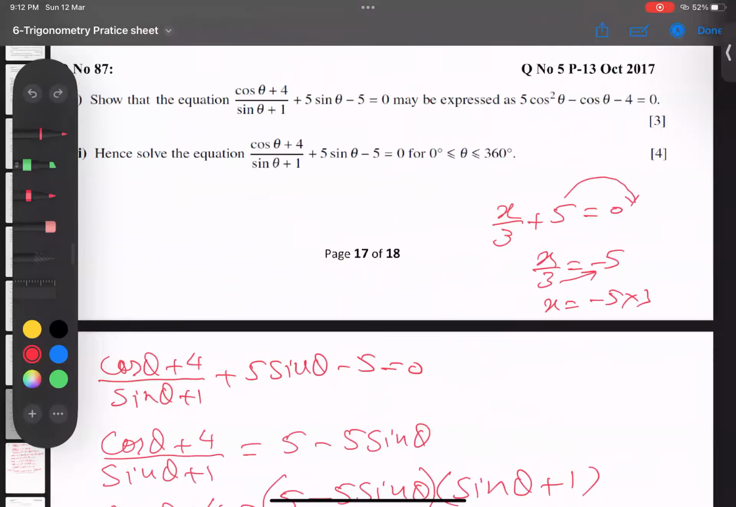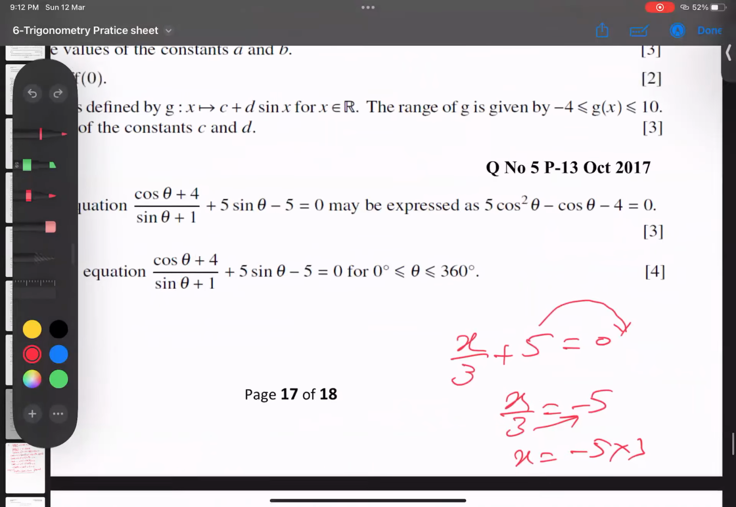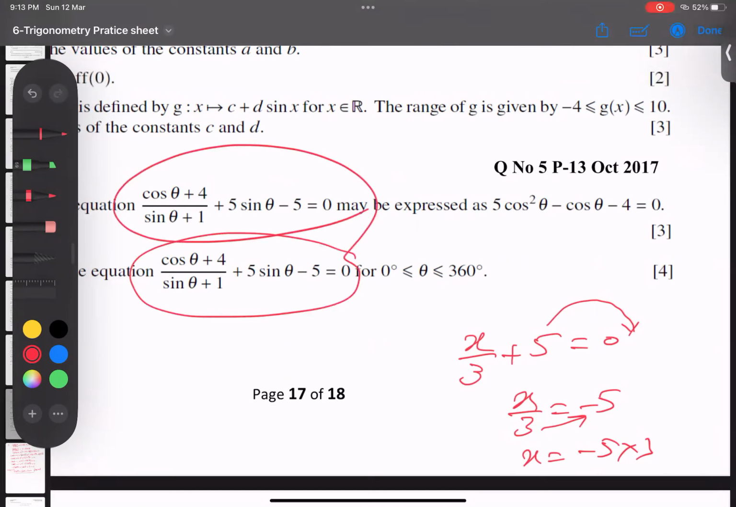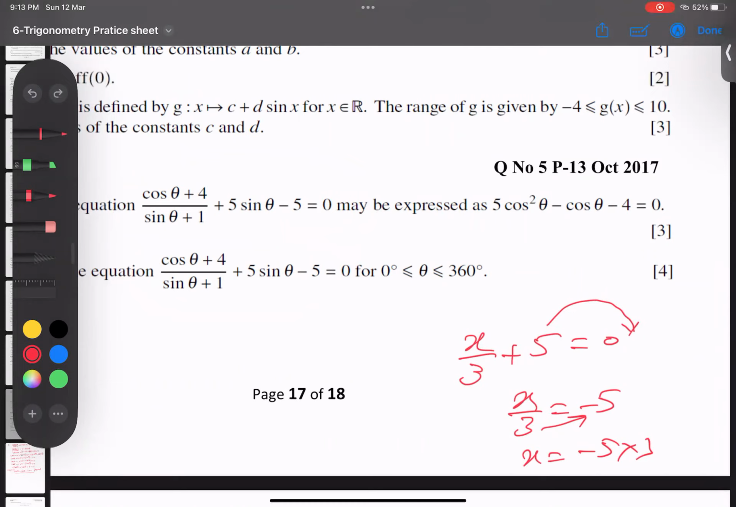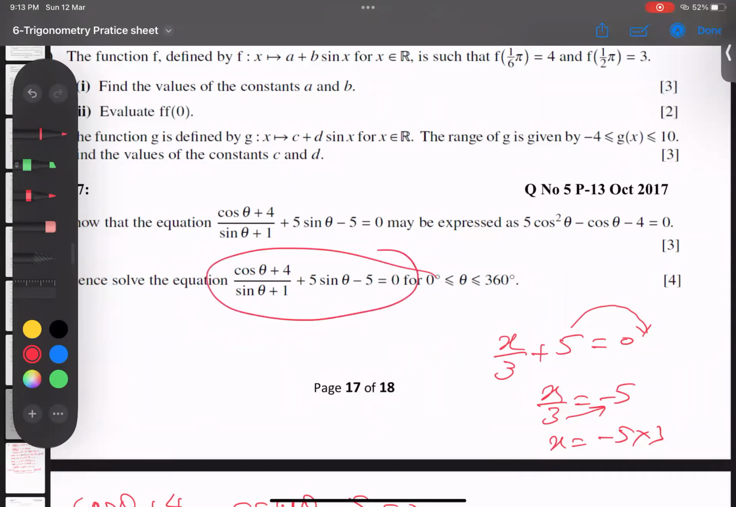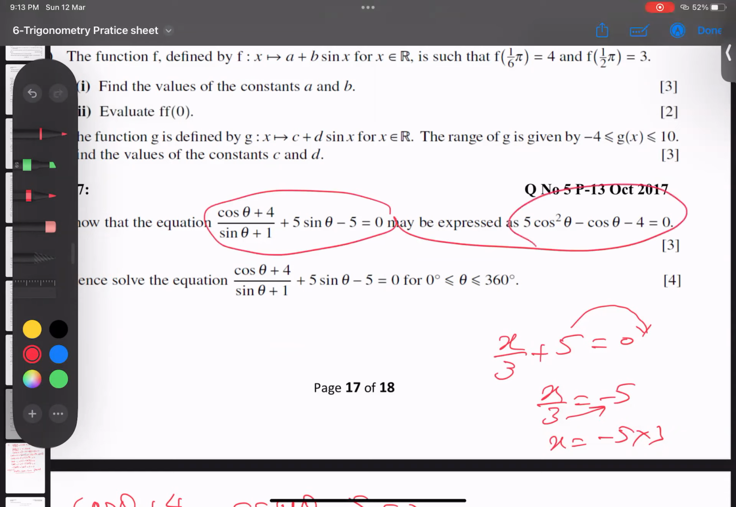Now I'm going for part number 2. For part number 2, let's have a look here and listen to me carefully. Part number 2, he's saying this. First of all, check it: is this equation the same? Exactly the same. And he's saying solve this equation. But the problem is, how can we solve this equation? Very complicated. But look here. Is this equation the same as that? Exactly matches.